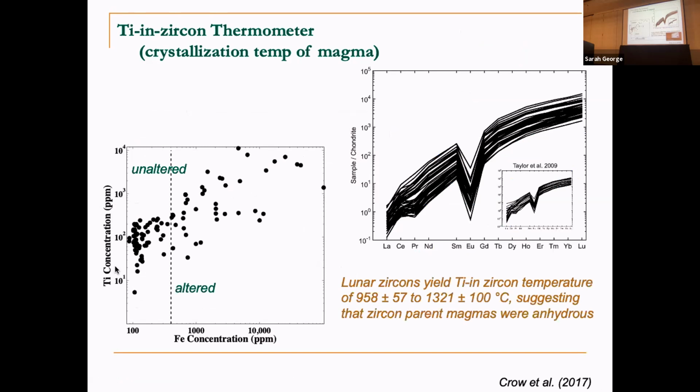not. Here's an example where they use this on lunar zircon, which is kind of cool. And they basically come through, they filter for unaltered zircon. They do this based on the iron concentration. And then they make an argument about what temperatures it must have crystallized at. And therefore, they make the argument that this melt must have been anhydrous, which is kind of interesting. Well, out of my realm of experience, but.